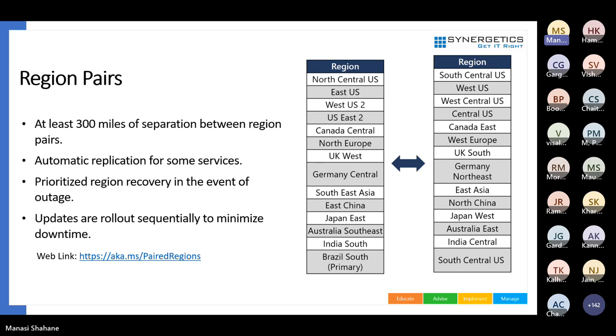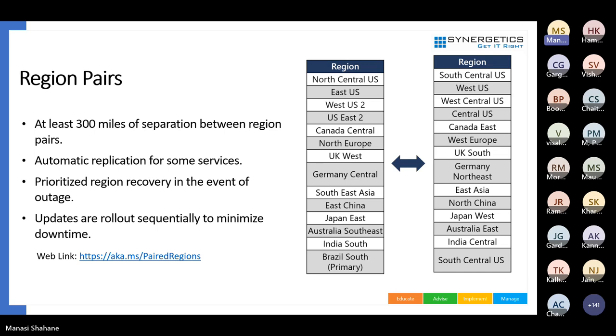It has created a region pair for every primary region that you select. Let's say you select the East US region. If East US goes down, it has a backup region, the secondary region, that is West US, where all your services will be transferred or deployed with a little bit of downtime. There will be downtime, but it is automatic. It happens at the data center or region level. It's something that you will not know.